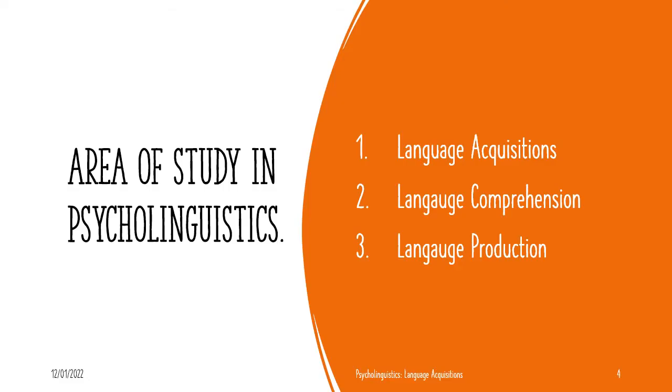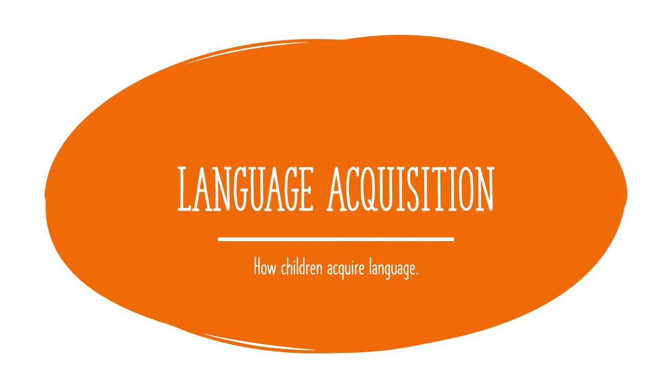The areas of study in psycholinguistics consist of three: language acquisition, language comprehension, and language production. So, in this video, I will explain about language acquisition. Language acquisition is concerned with how children acquire language.